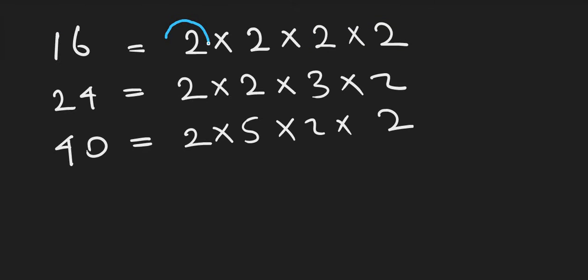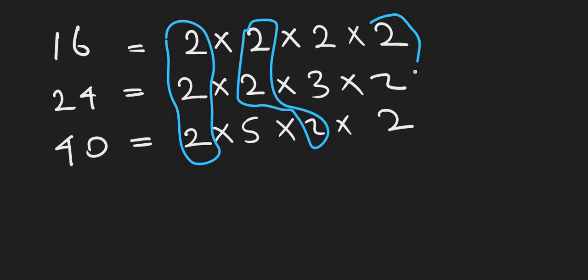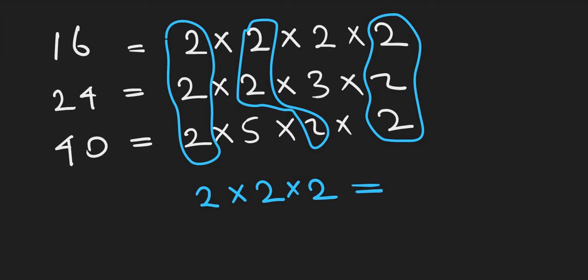Now I get one pair of 2. I can get another pair of 2 here. I get another pair of 2 here. Therefore, I can say 2 into 2 into 2 is my highest common factor for these three numbers. 2 into 2 is 4, 4 into 2 is 8. That is my highest common factor. From this pair we took only one 2. From this pair we took only one 2. We considered the pairs relating to all three numbers.